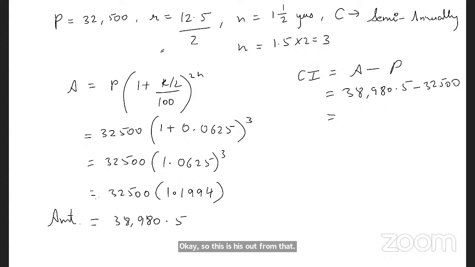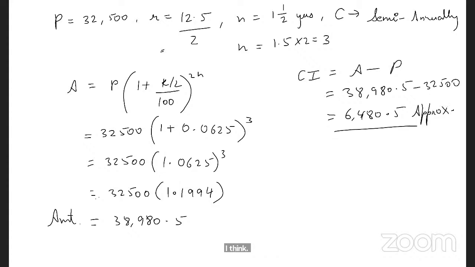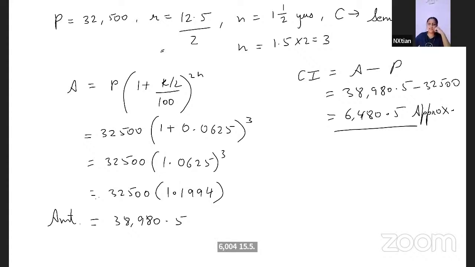I got 6,480.5. So this is your interest. 6,480.5 is your compound interest. I got the same answer when solving it before, but in the answer key of this book, it says 6,482.54 is the answer.